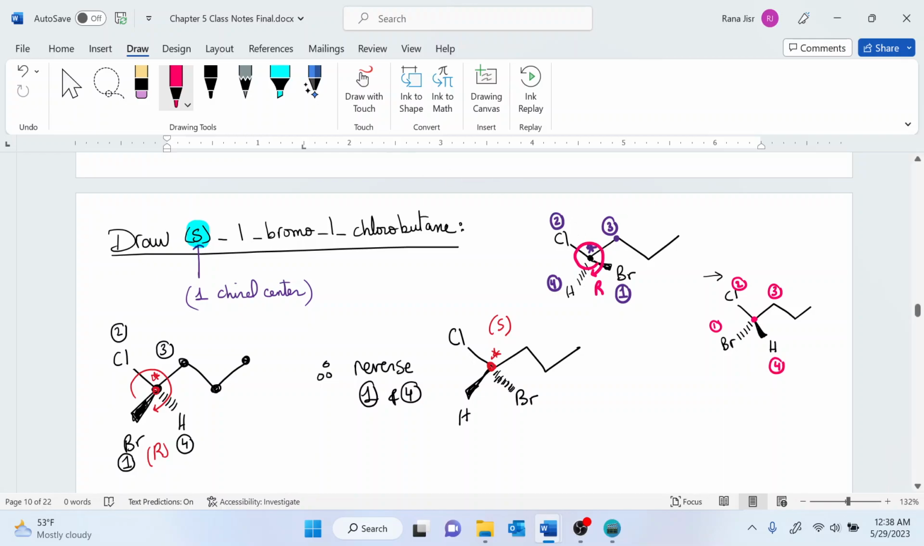And that is going to be priority number 4. See, 1 and 4, 4 is in front. So you reverse that. You simply switch those two groups in here. So hydrogen will be here, bromine will be there. If a bromine is going to be here, you start by 1, 2, and 3, and this is an R configuration, but you invert it and it will become an S. So this is going to be our representation of the S 1-bromo-1-chlorobutane.